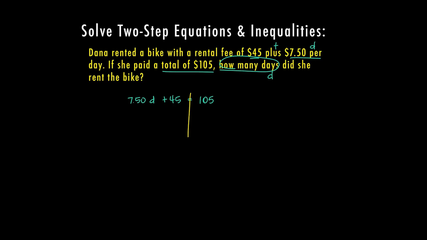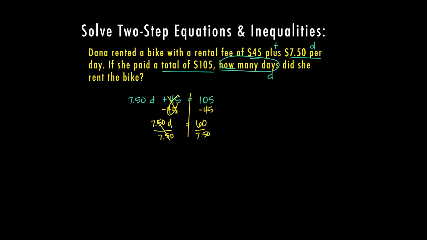I'm going to go ahead and draw a line there down my inequality sign. First thing I have to do is move the 45 by subtracting from both sides. So this is going to be zeroed out. So now I have 7.50D equals 105 minus 45, which is 60. Then I'm going to have to divide both sides by 7.50. And yes, you don't have to have that zero on the end, but since we're dealing with money, we're going to go ahead and just keep it.